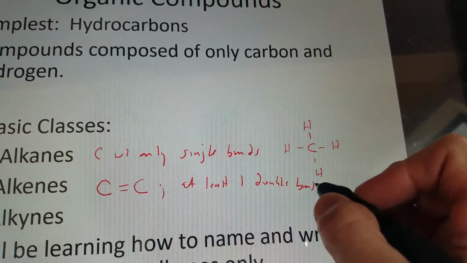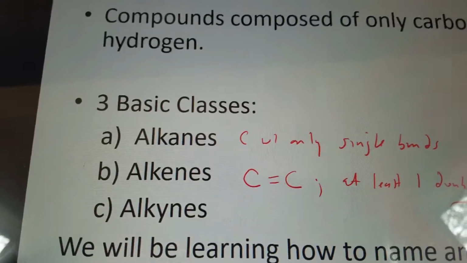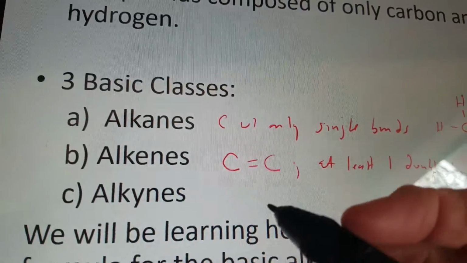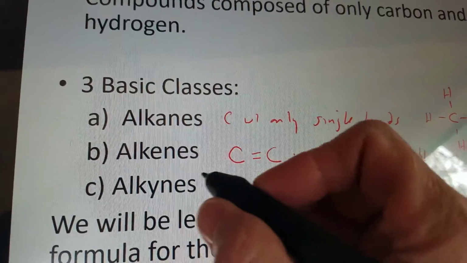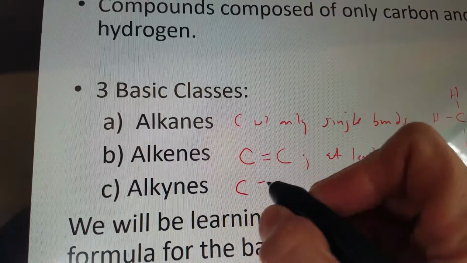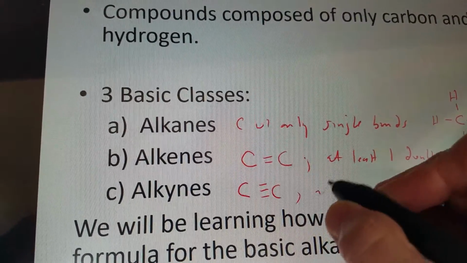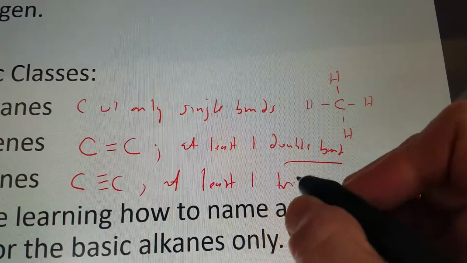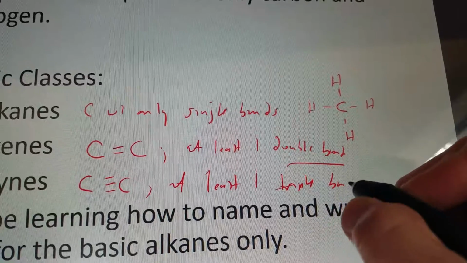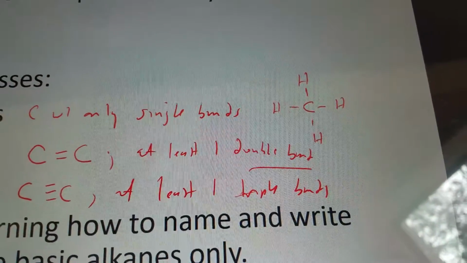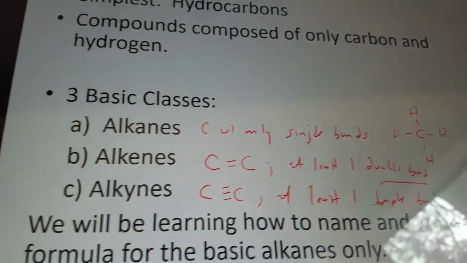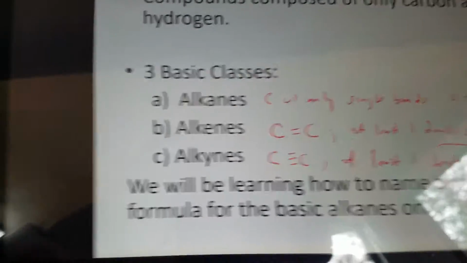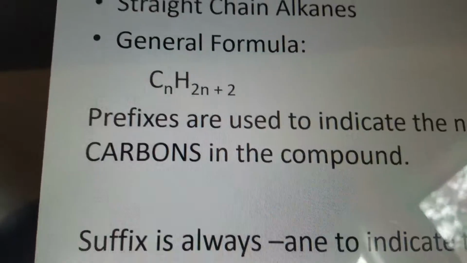A double bond, remember, is going to be made up of 2 pairs of electrons, where single bonds have only 1 pair of electrons. And then alkynes are going to have at least 1 triple bond. So that means that you would have a total of 6 electrons, or 3 pairs of electrons in that particular molecule. But for now, we're just going to be looking at naming alkanes.